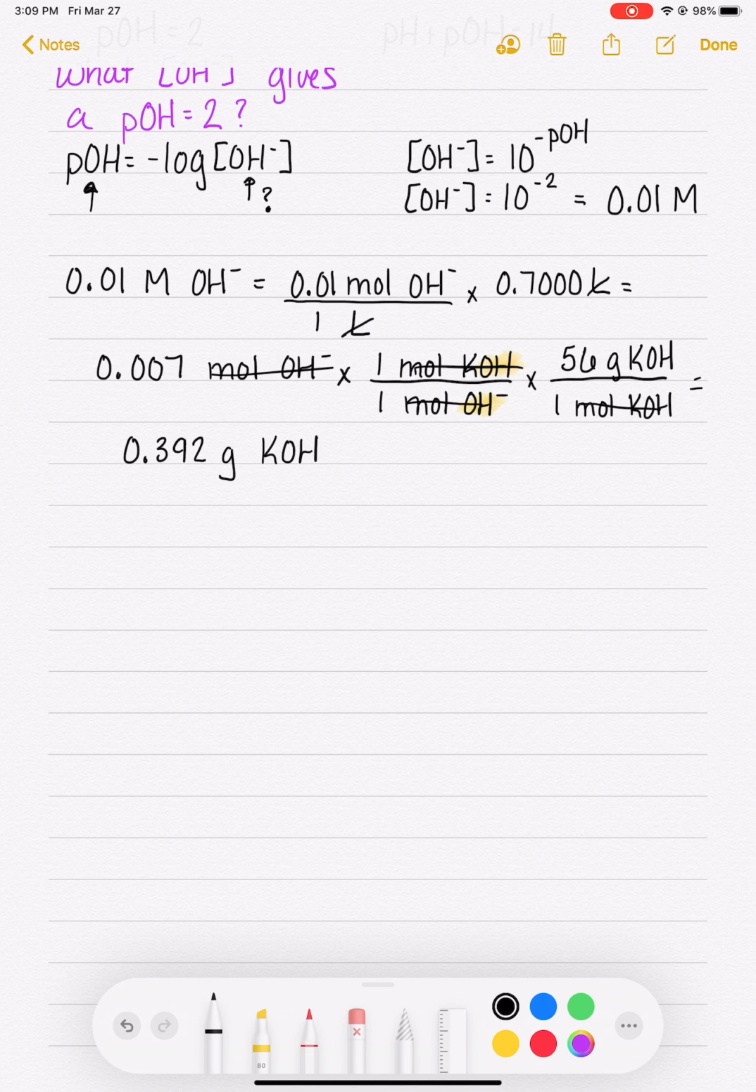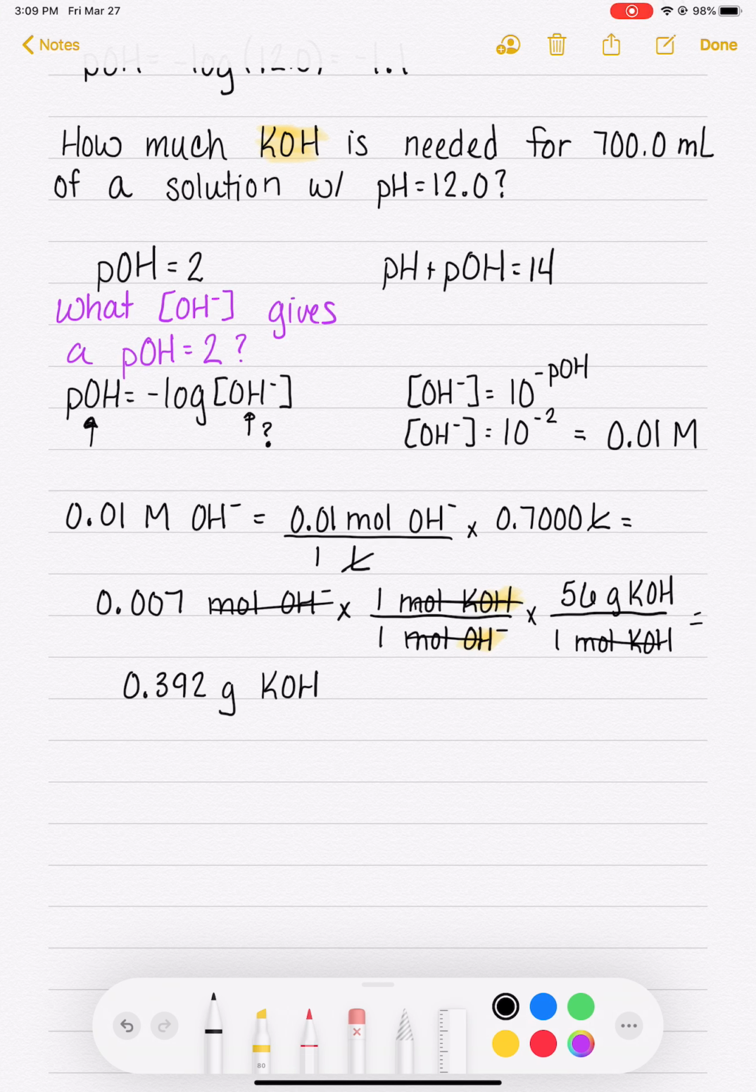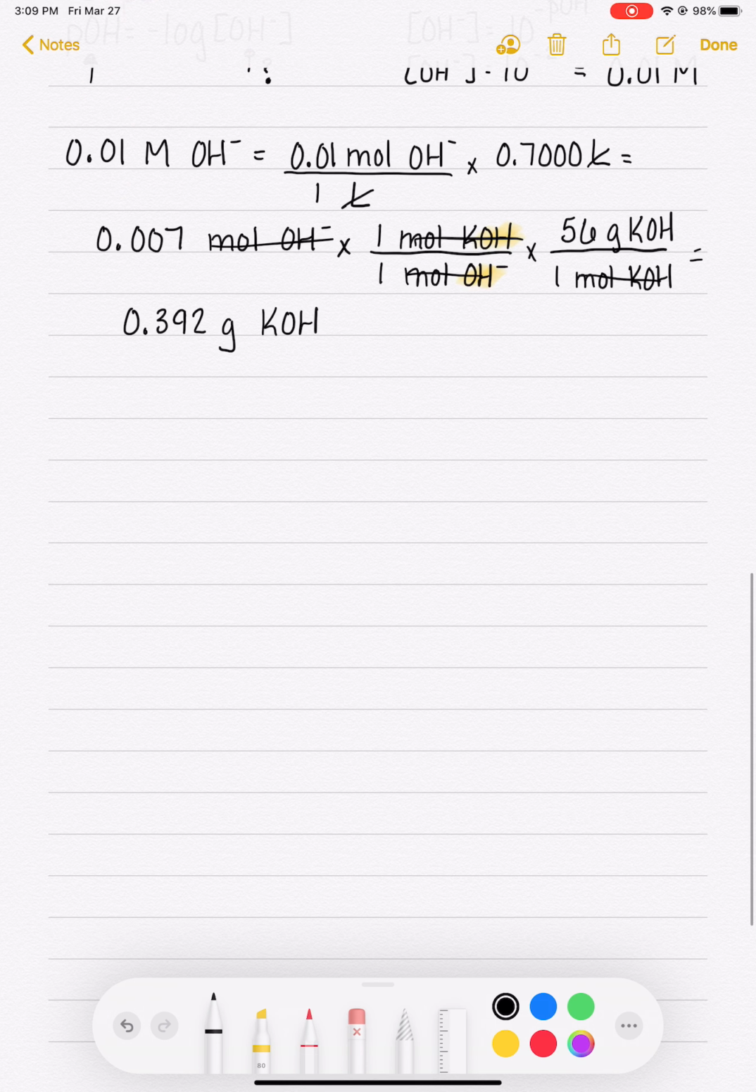And we have one last type of calculation to put into our notes, and this is pretty similar to the last one we did. So the last problem, we were trying to figure out what we needed to do to make a solution that had a particular pH. Here's another type of that problem.